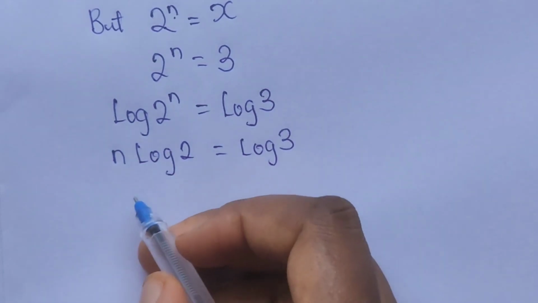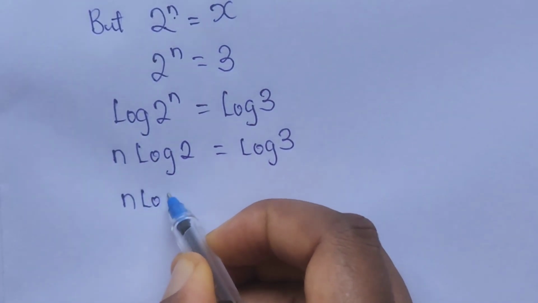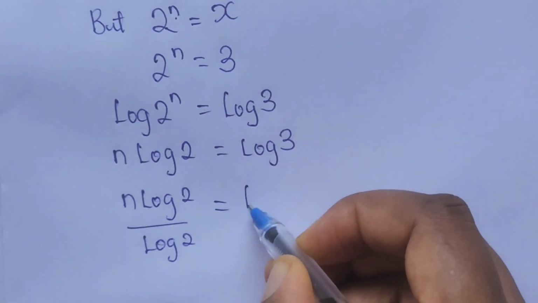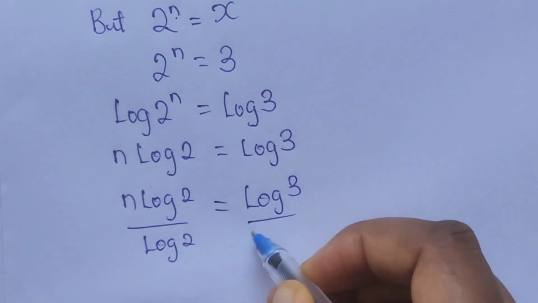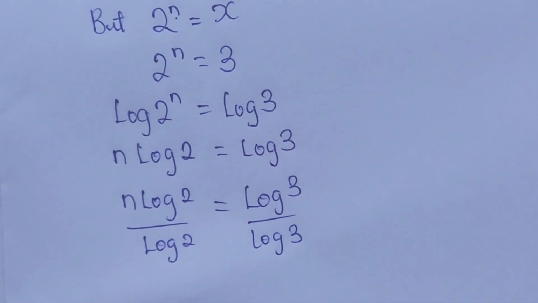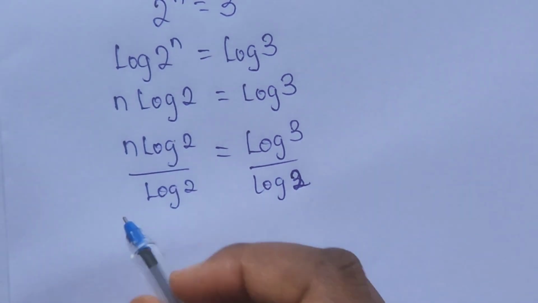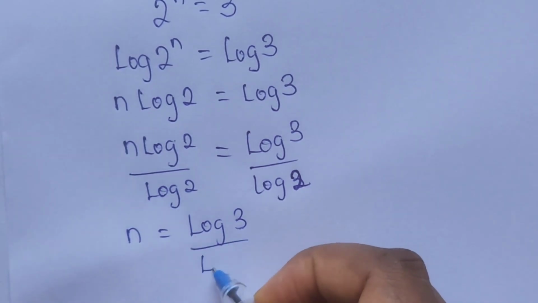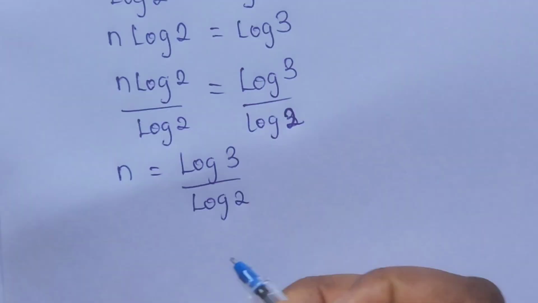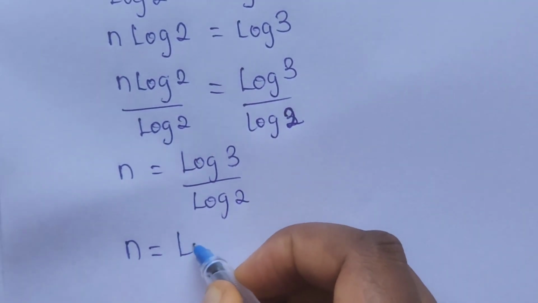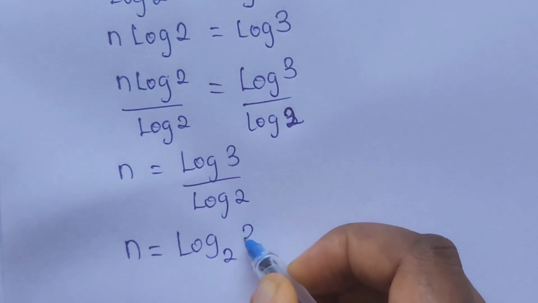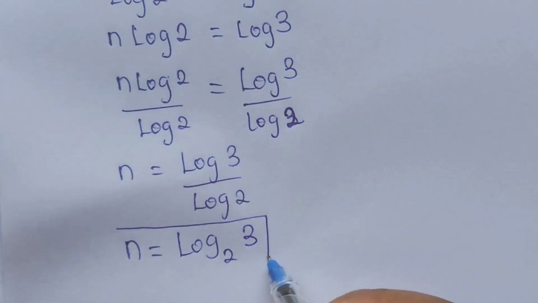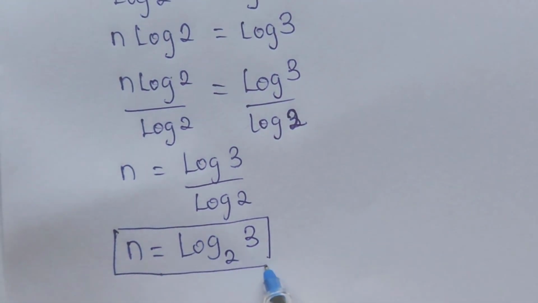We divide both sides by log of 2. We have n times log 2 all over log 2, which is equal to log 3 over log 2. So this will cancel this. We have n to be equal to log 3 over log 2. So our n is equal to log base 2 of 3. So we've gotten the value of n as log base 2 of 3.